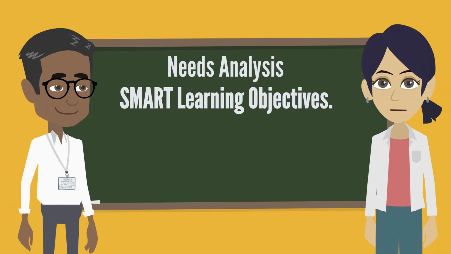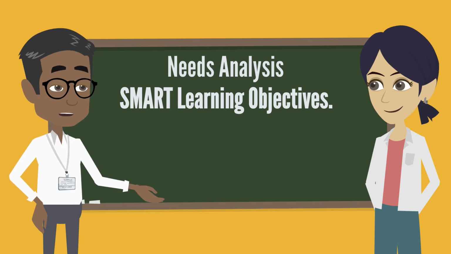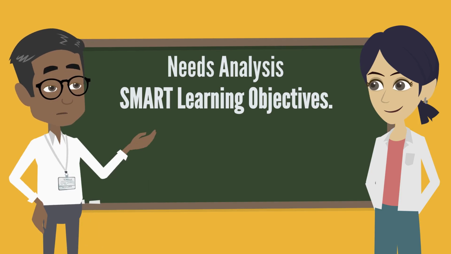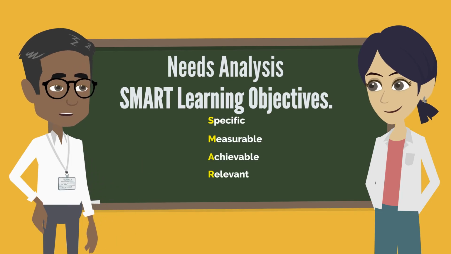Let's dive in. The first step is understanding your students' needs. What skills do they already have? What interests them? Are there any personal or cultural factors that we need to consider? Exactly. And once you know that, you move on to defining clear learning objectives. These should follow the SMART criteria: specific, measurable, achievable, relevant, and time-bound.